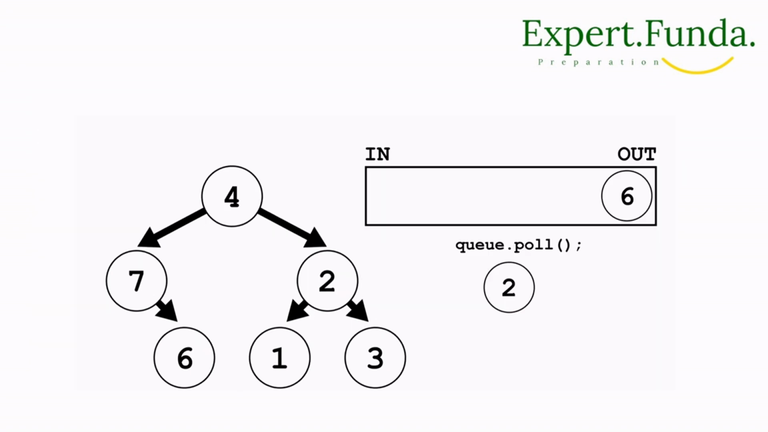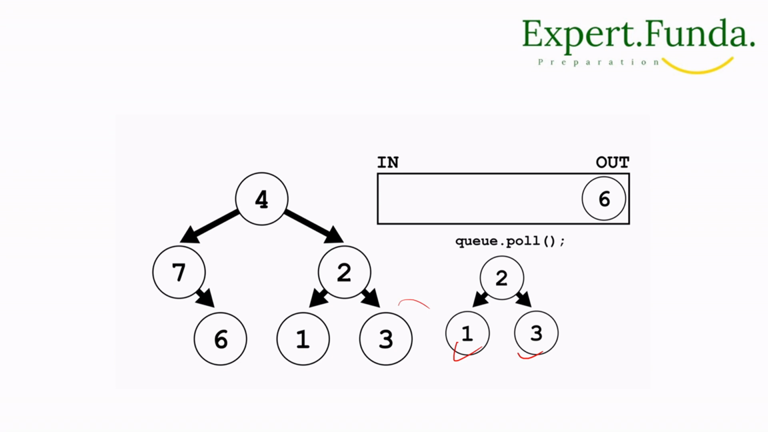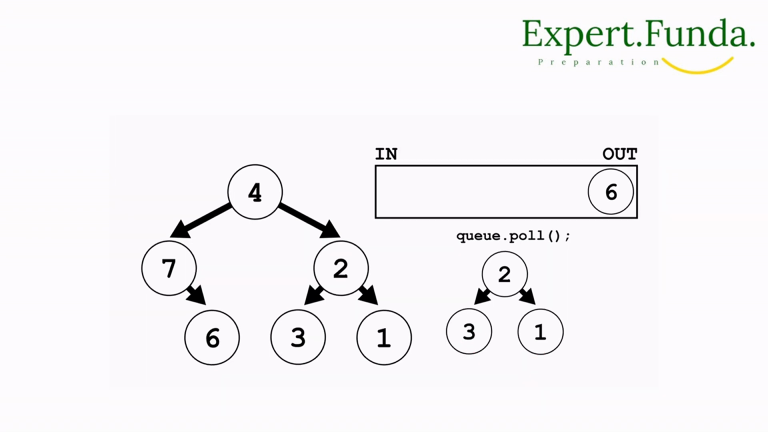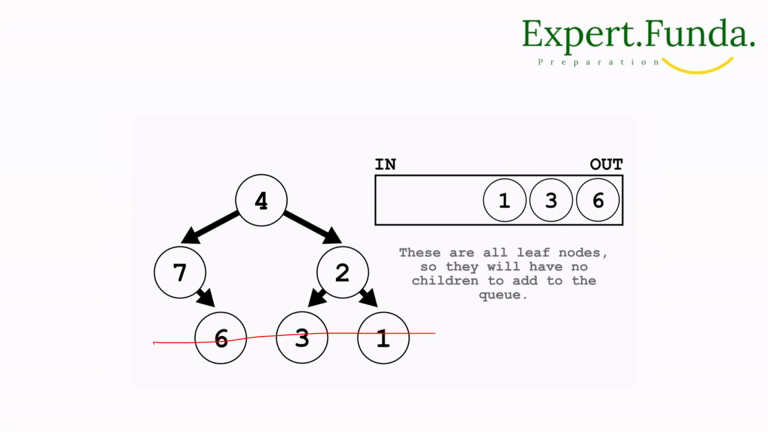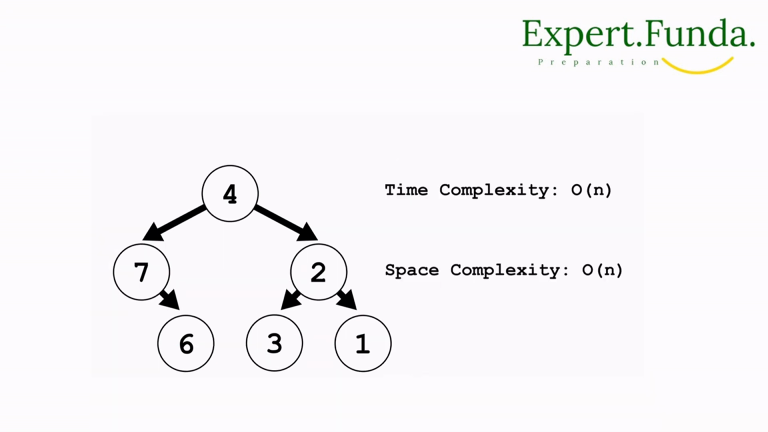Now we will remove 2 from the front. Now the front has 2 elements, 1 and 3. Like this we will do the swap, 3 and 1 it will become. Now we will add onto the queue. So now we have 6, 3, 1 on the queue. These are all the leaf nodes on this level, so they will have no children to add to the queue. I think that is understood.